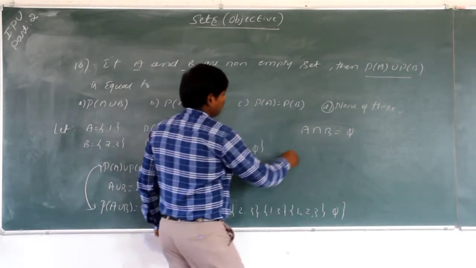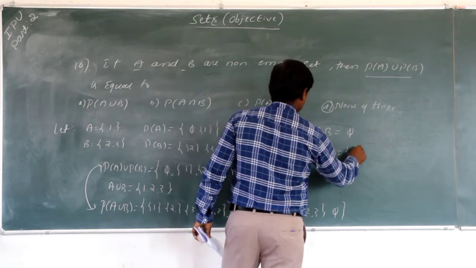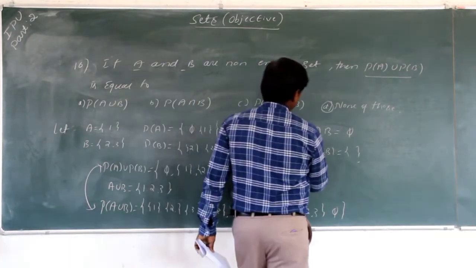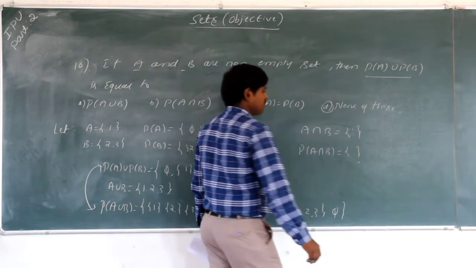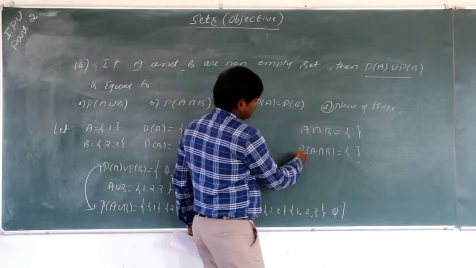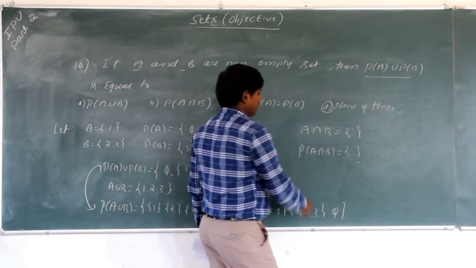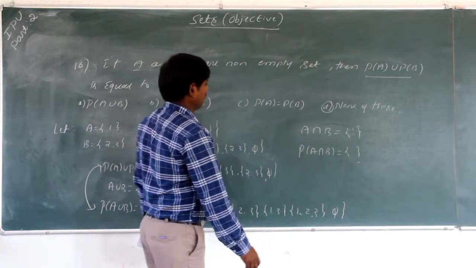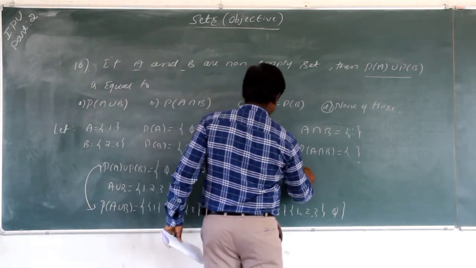Therefore, the power set of A intersection B is also the null set. It has no elements, this is the empty set. So then the power set of A intersection B, with no elements. So this is not equal to P of A intersection B.